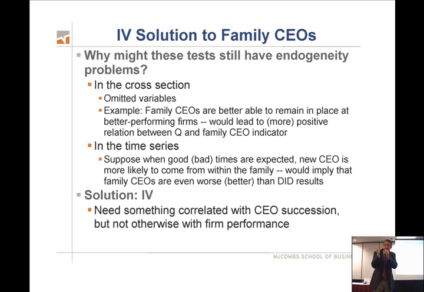Okay? That the reason it was a family CEO succession is correlated with future firm prospects. Okay? Alternatively, maybe you don't like that one, take the other side. Let's suppose that when bad times are expected, you're going to put a family member in. Okay? If that's true, then the difference in difference results suggest that family-run CEOs are actually better than we thought. Okay? Either way, there's a problem. Okay? So what do we need? We need an instrumental variable, something that is correlated with CEO succession, but not otherwise with firm performance. Okay?